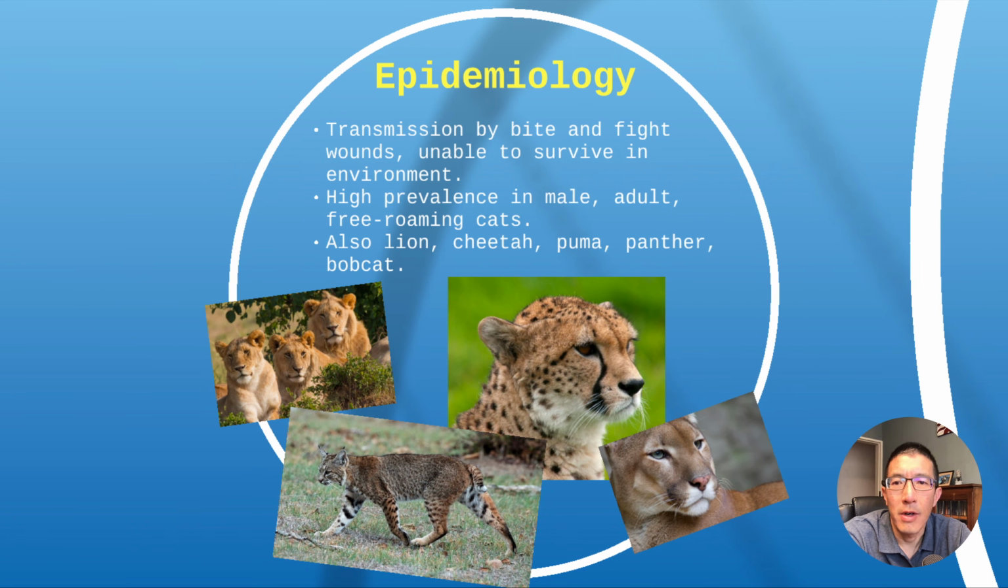The only route of natural transmission that has been proven is through biting, as the virus is unable to survive for very long in the environment. That means that there's a much higher prevalence of the disease in cats that fight a lot, specifically territorial males that are uncastrated and are free roaming. The disease has also been reported in wild felids such as lions and cheetah.